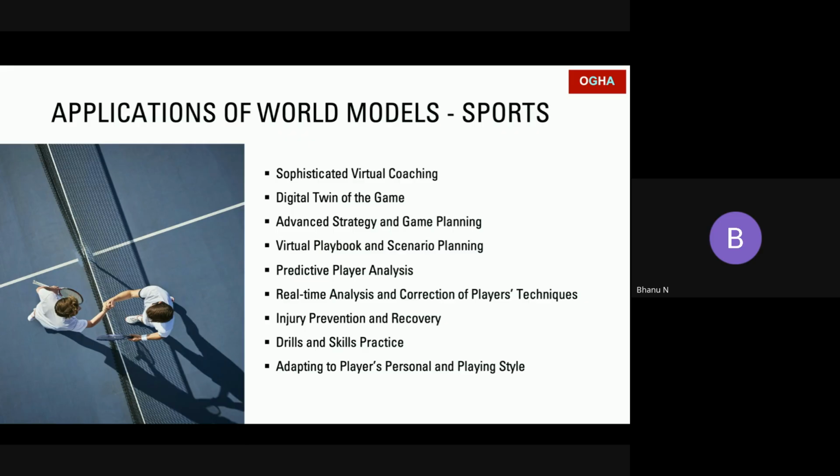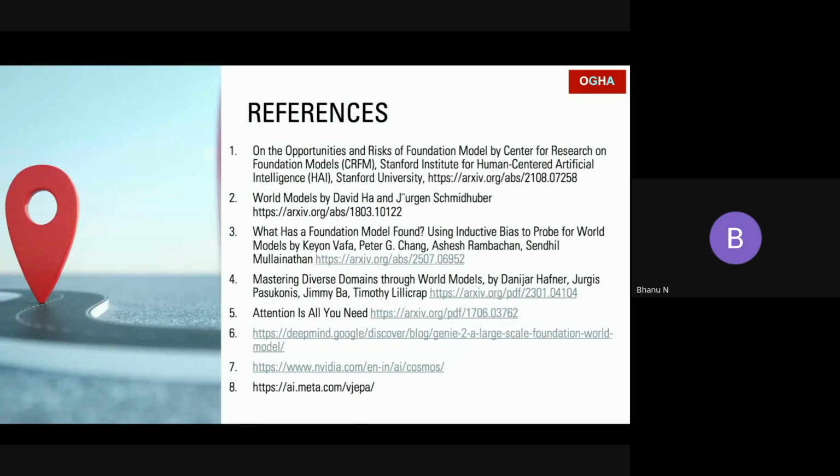And of course, drills and skills practice, and every player is different. Everyone's style is different. The game is very personal. So you adapt these models to a specific personal style, and it's kind of hyper-personalization. So that's one kind of deep dive into sports models.